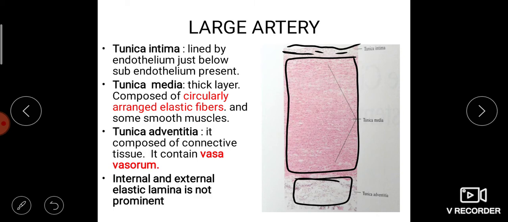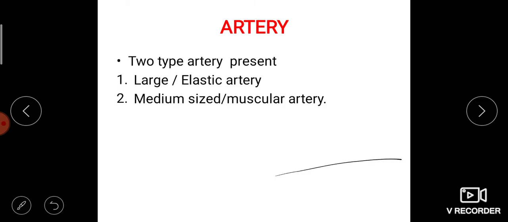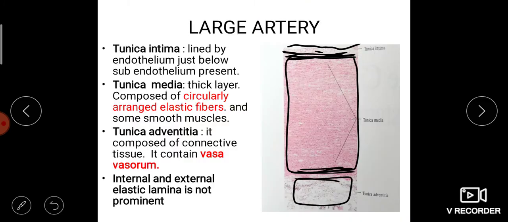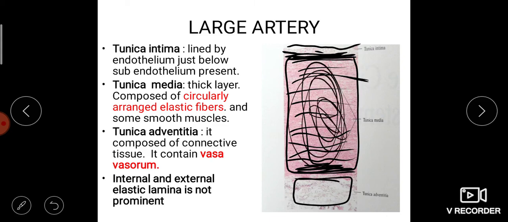Okay. Here, two things are absent: the internal elastic lamina and the external elastic lamina. Why? Because internal elastic lamina is elastic in nature. External elastic lamina is also elastic in nature. This internal elastic lamina should come here. External elastic lamina should come here. Both are elastic tissue, and elastic tissue is present here also. So we cannot identify the internal and external elastic lamina from the remaining elastic tissue. All are the same, so we cannot discriminate internal and external elastic laminae.